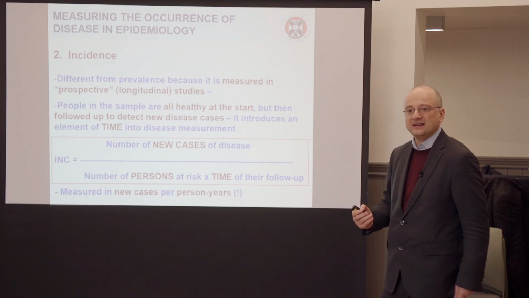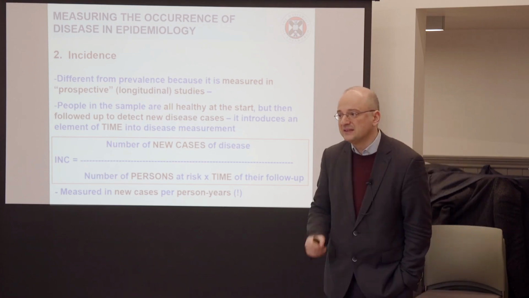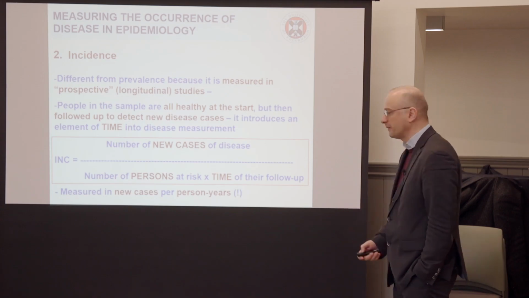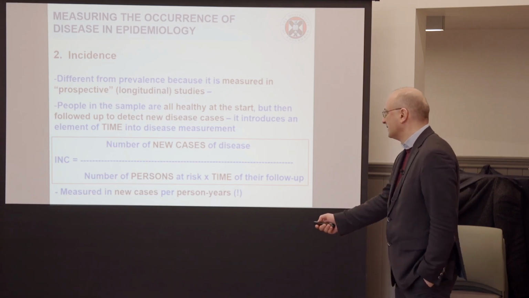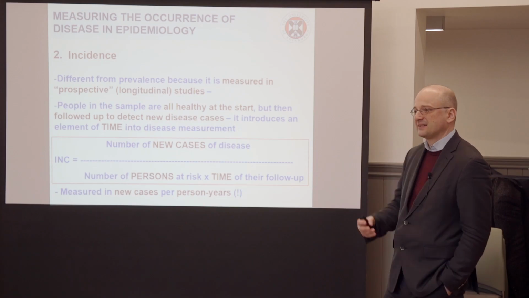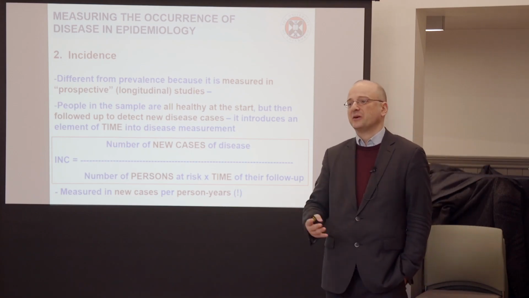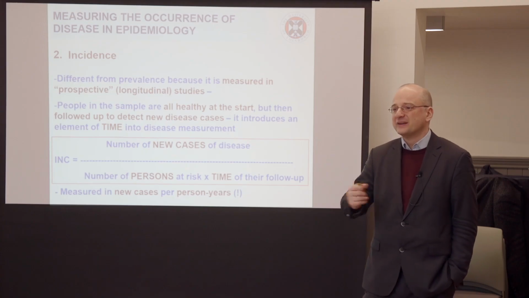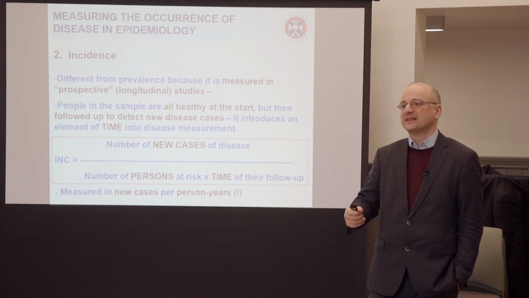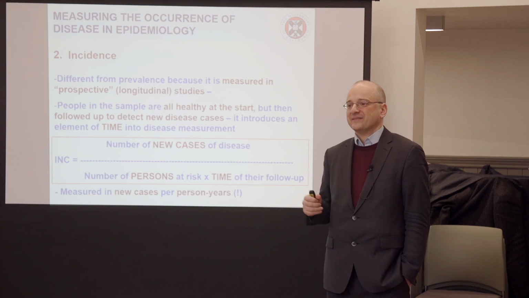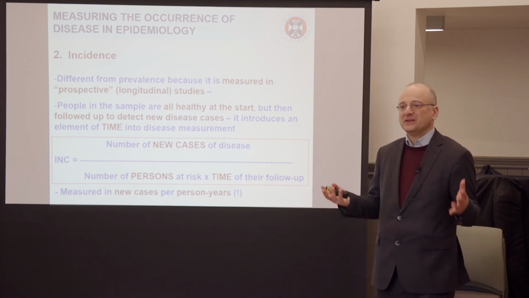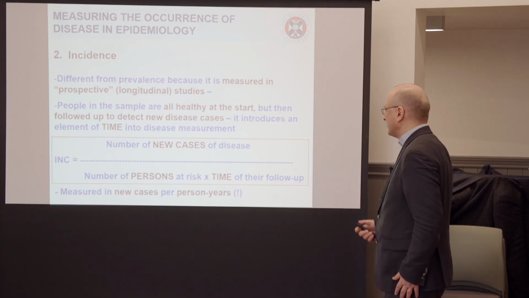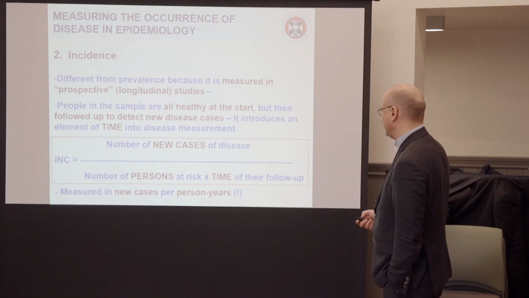And this is why incidence has this very confusing denominator. It is persons at risk times the time of their follow-up. So the incidence is not measured as 25 over 100,000. That would be simple. It is 25 cases over 100,000 person years. Person years. So you have people and you have the time that they have been potentially at risk to develop the disease.